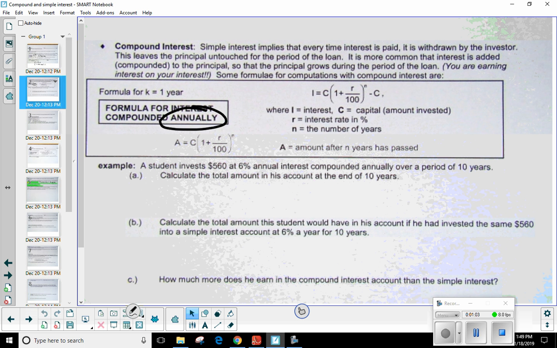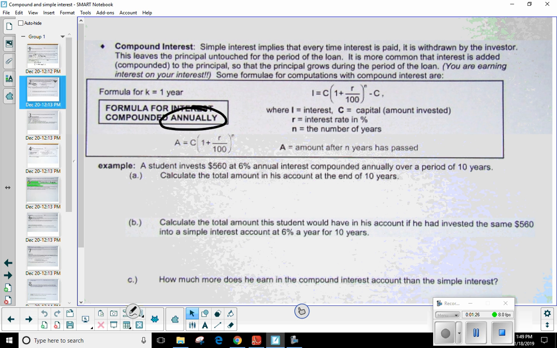So we're looking for a formula for interest compounded annually. That means just once a year. So I, of course, is the interest that you're going to earn. C is the capital that you invest. R is the interest rate. Now here we're going to keep it in a percent because we're going to divide by 100. That's going to change it from a percentage to a decimal. And then N is going to be the number of years.